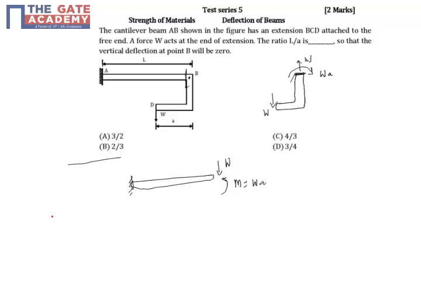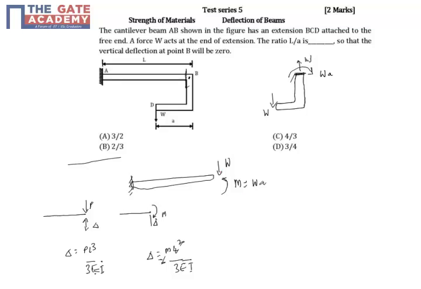Now we have to remember two derivations. When you have a cantilever beam and a load P is applied, the vertical deflection delta is nothing but PL cube by 3EI. Now this is from a standard case which you would have derived by the double integration method. And also when you have a moment, let's say clockwise, the end deflection, let's say delta, is nothing but ML square by 3EI.